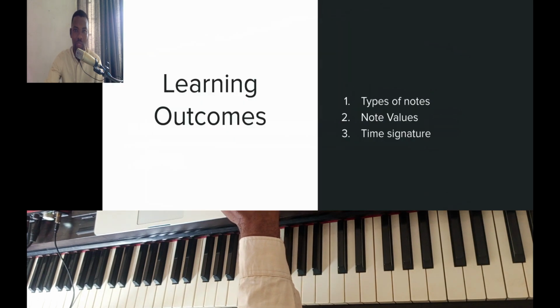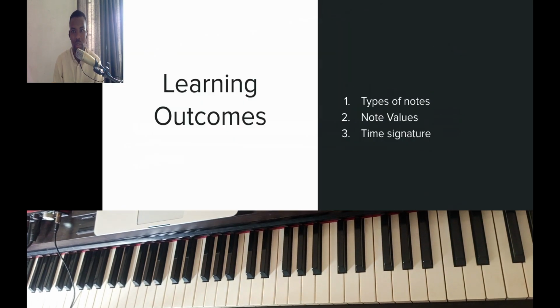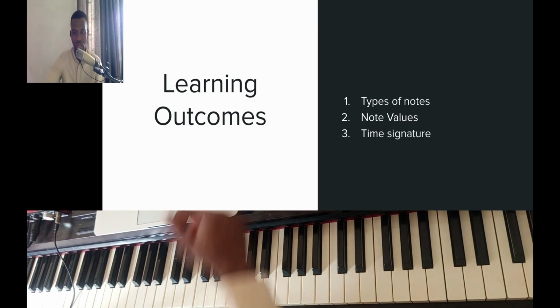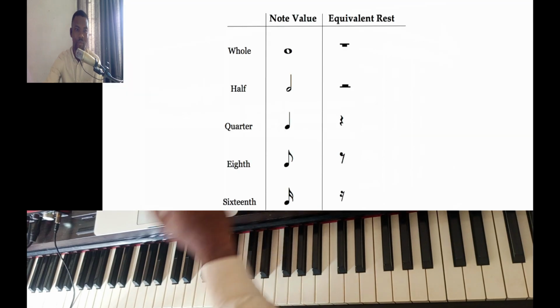The learning outcomes for today's lesson are one, learning the types of notes, two, learning their values, and then time signature. At the end of this lesson, these are the things I want you to know: the different types of notes in music, their values, and also the concept of time signature. So let's jump right in.